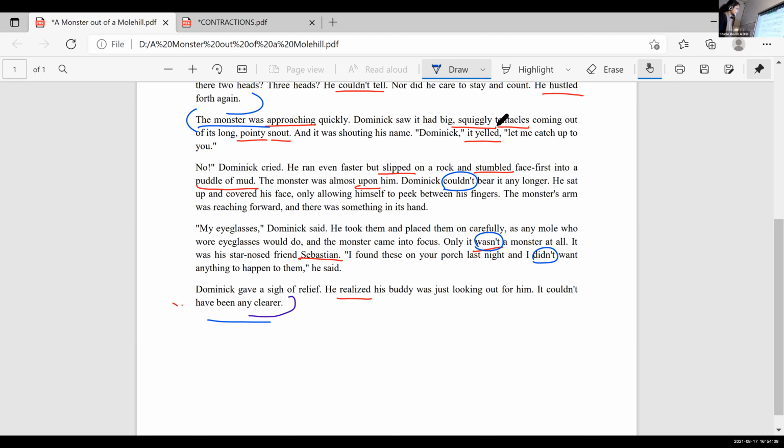He said. Dominic gave a sigh of relief. Gave, not give. He realized his buddy was just looking out for him. It couldn't have been any clearer. Couldn't, yes, contraction.